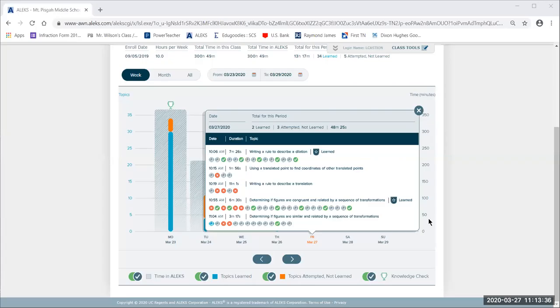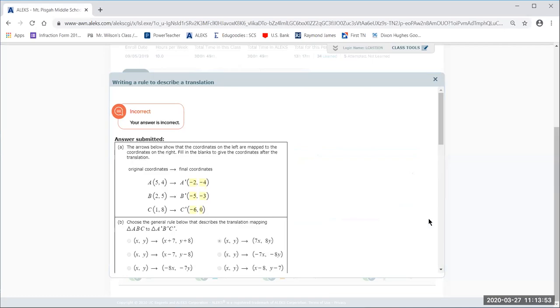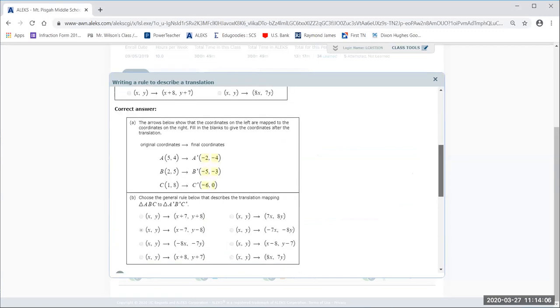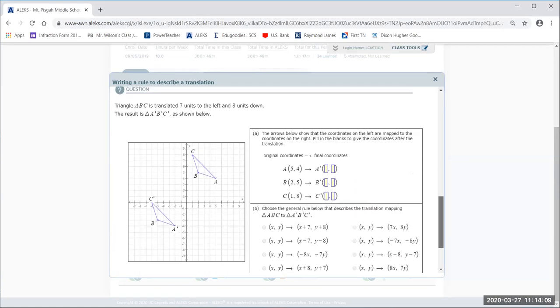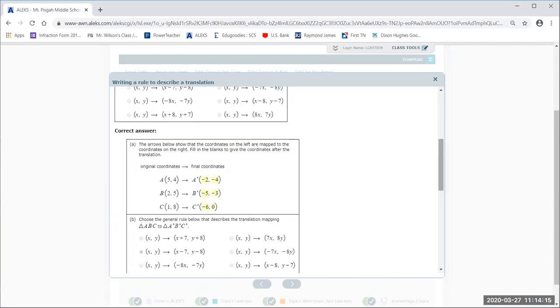Okay, so what do we want to do next? Writing the rule to describe a translation. Writing the rule, okay. So this one. Let's lower this one down. All right, that's the answer. So, okay, here's our question. Let me look at your answer. Well, let's just go to the question and start it from scratch.